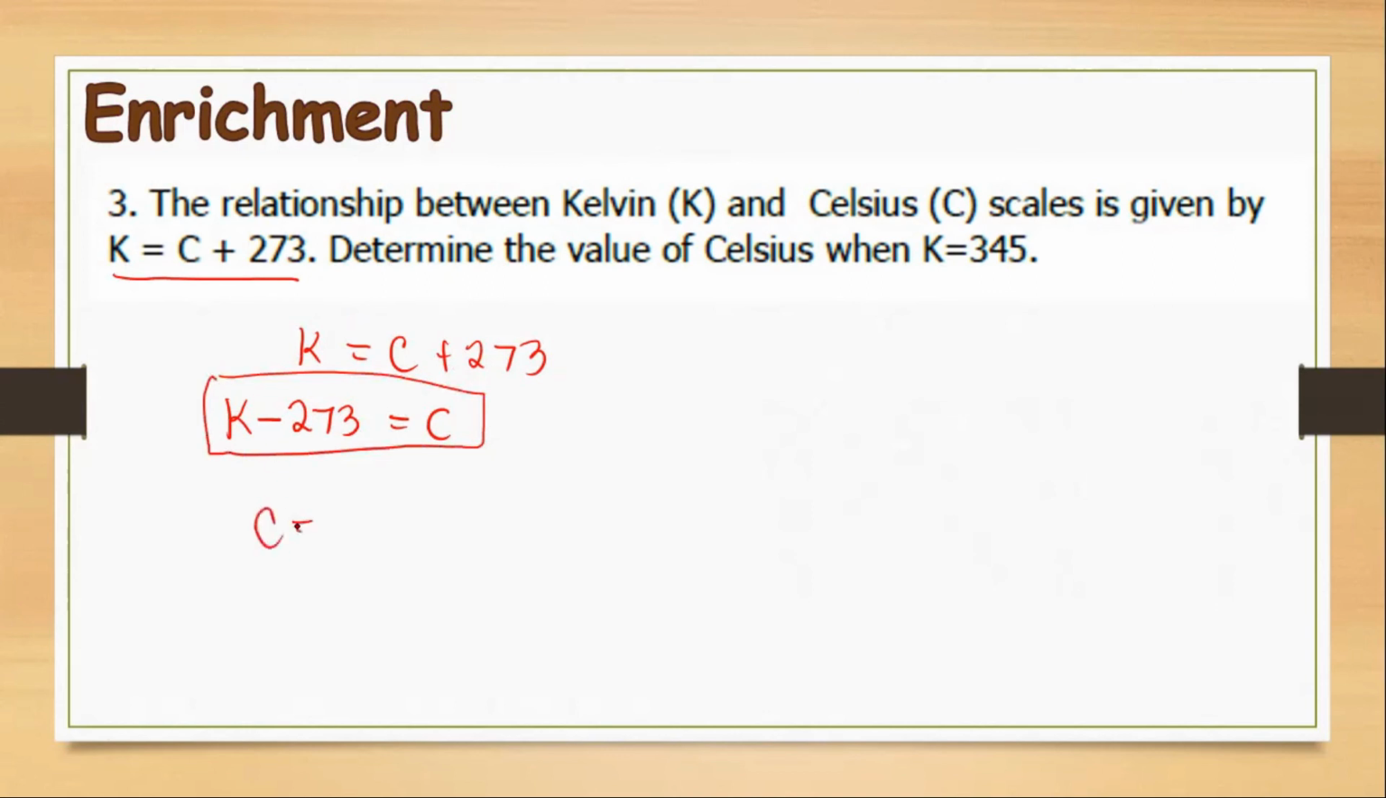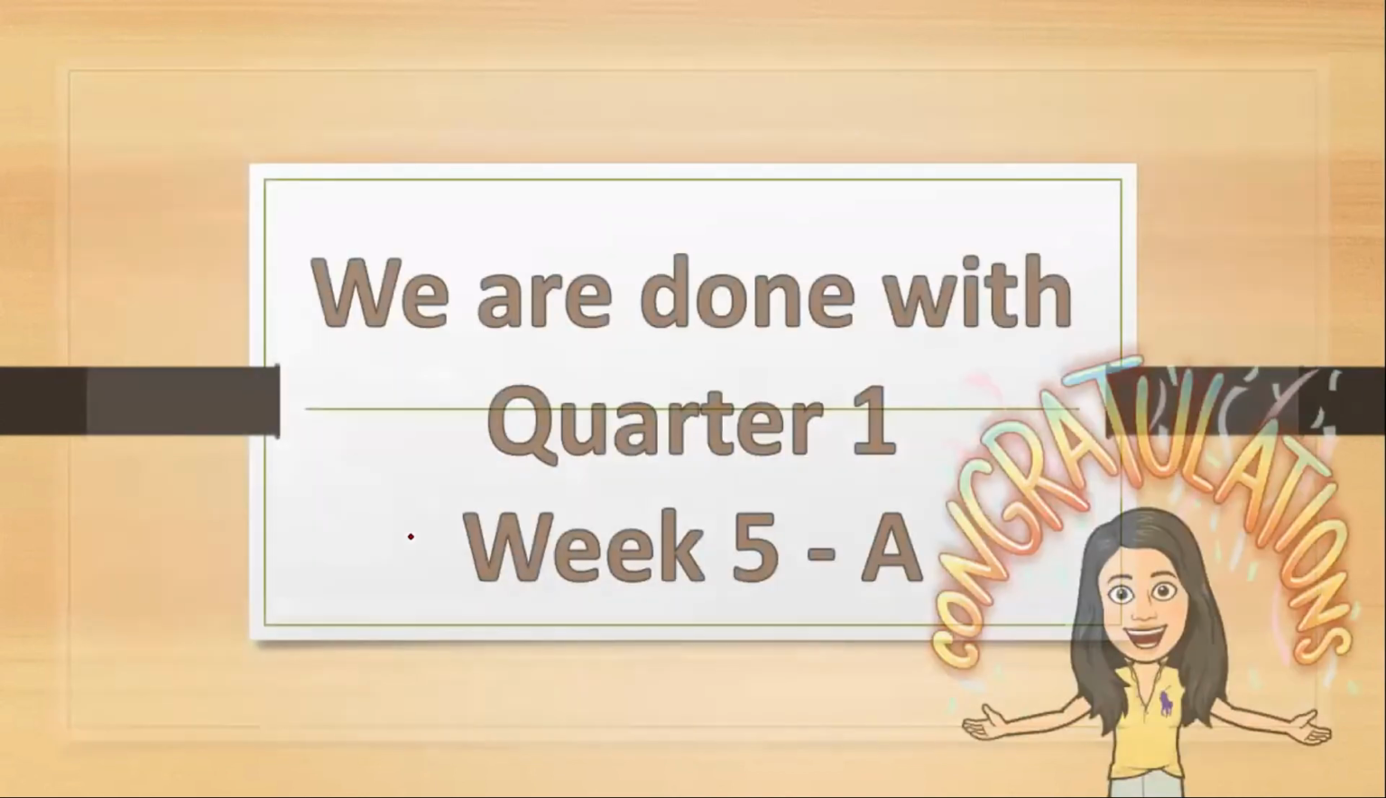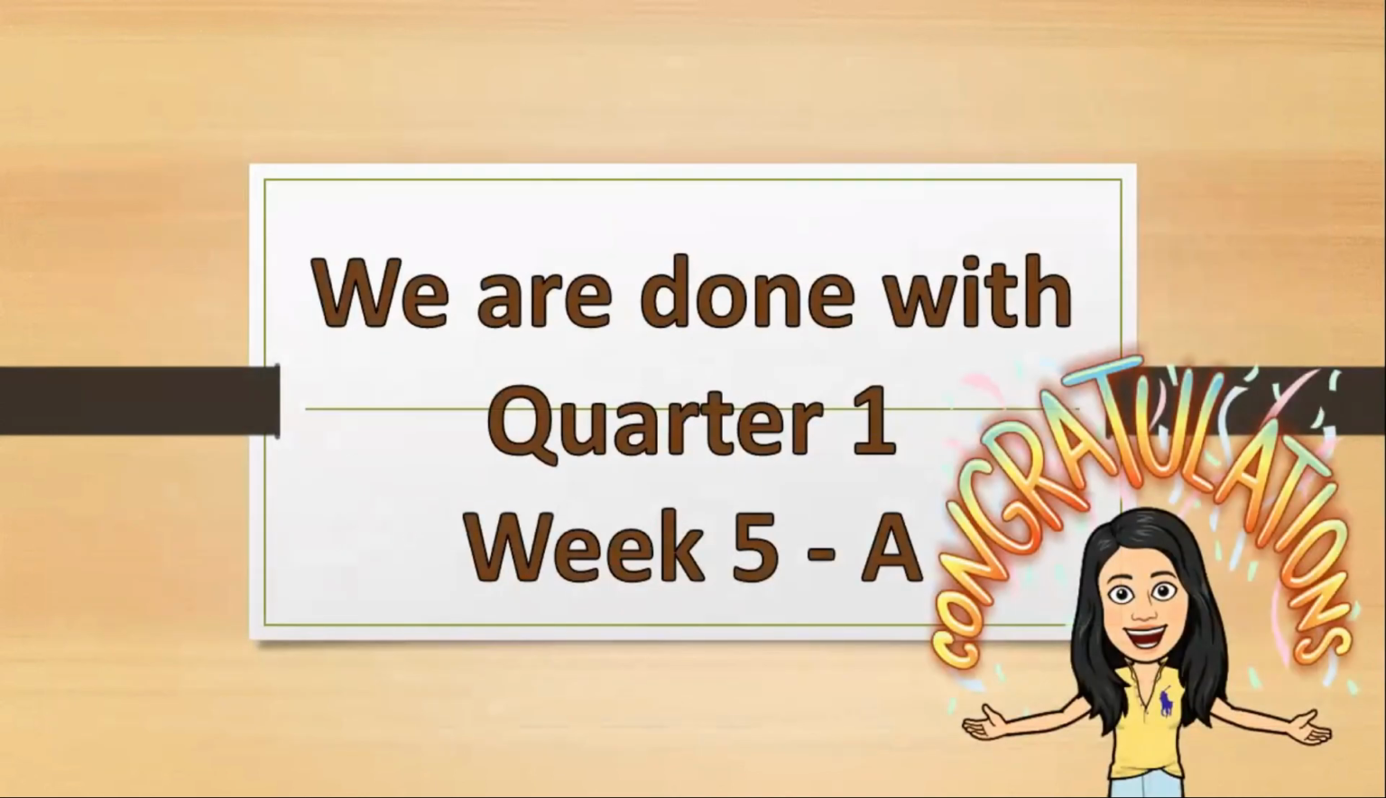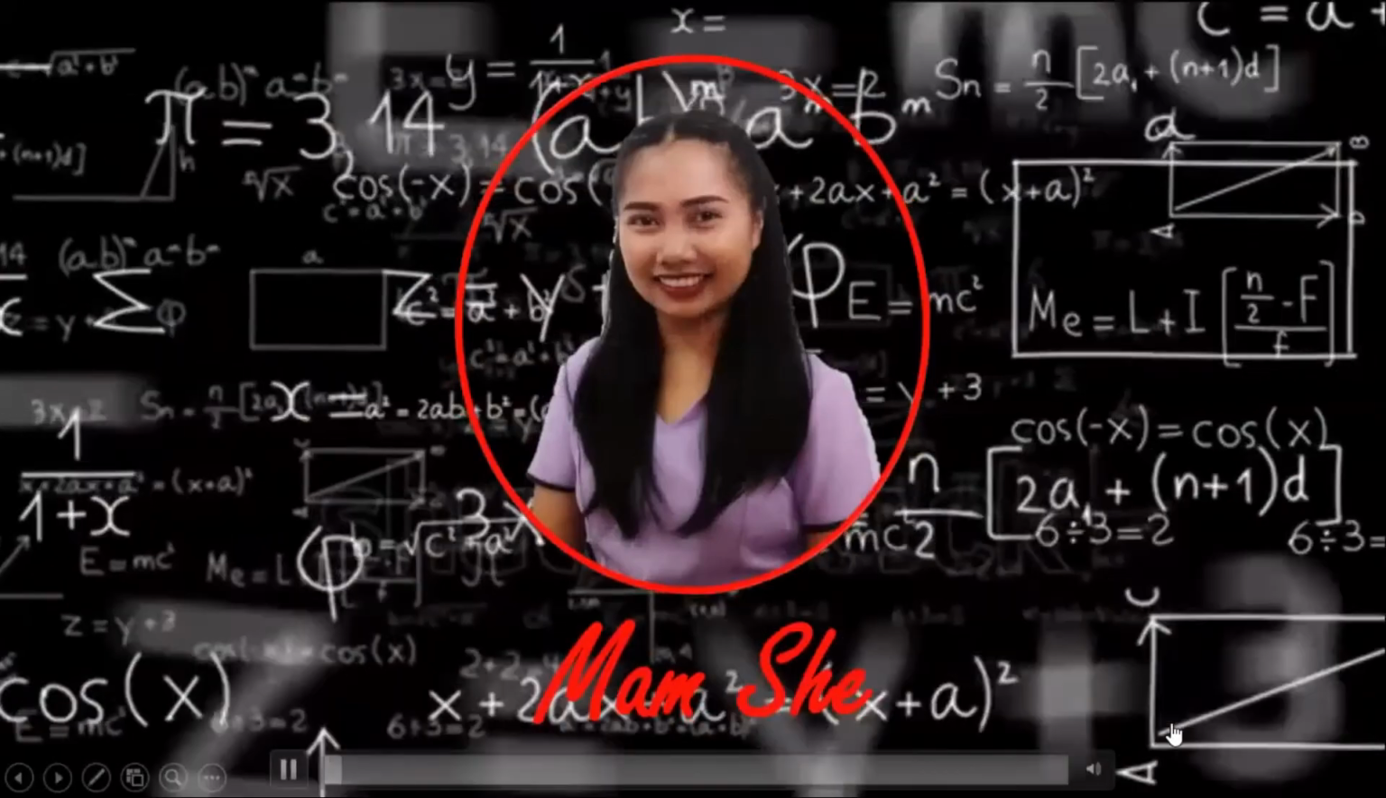And so, C equals 345 minus 273. So, C is equal to 72. So, now we know that the Kelvin, which is 345, will be equivalent to 72 degrees Celsius. Okay? So, that's it. We are done with Quarter 1, Week 5A.